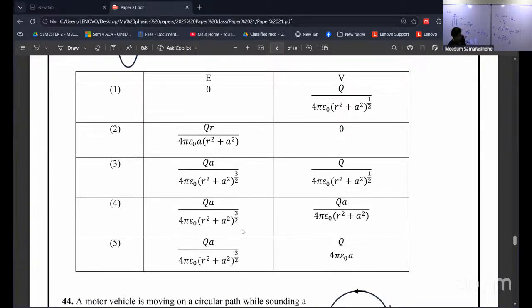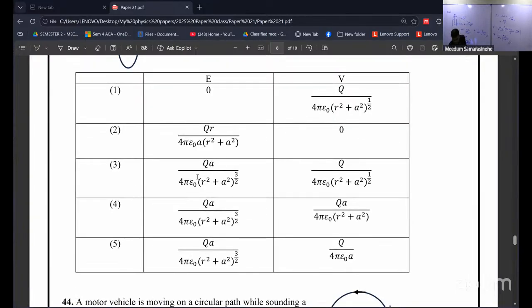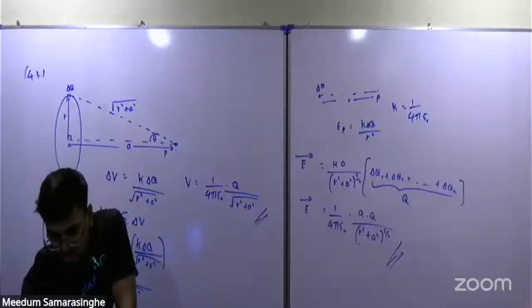See, electric field strength is Qa over 4 pi epsilon naught times R squared plus a squared to the power 3 over 2. Potential is Q over 4 pi epsilon naught times R squared plus a squared to the power half. So this is the answer. The third one is the answer, right? The third one should be the answer for the 43rd question. Write it down.